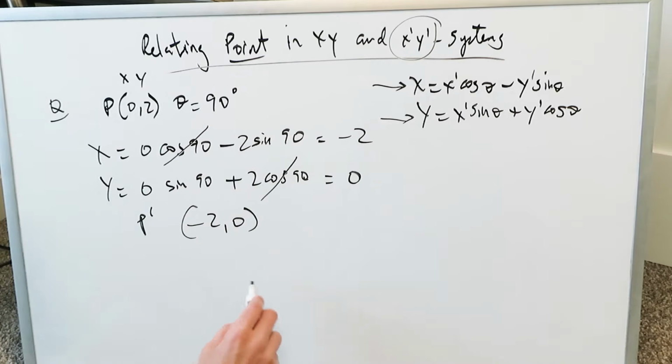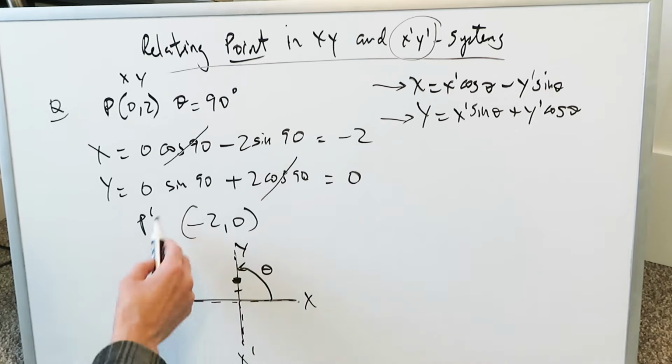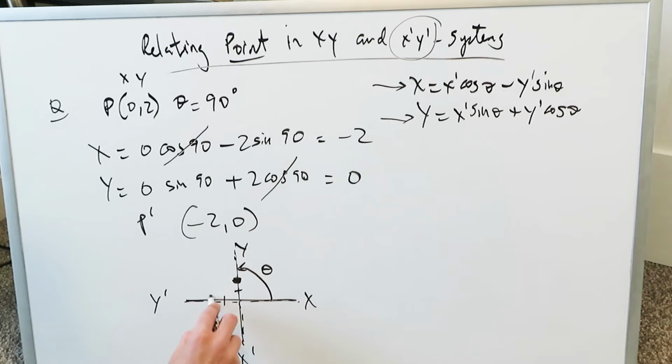If you want to graph it, you can. Originally you're looking at 0, 2, which was right over here, 0, 2 in the xy system, but everything underwent a 90-degree rotation. So what was originally your y became now your x prime axis. What was originally your x became now your y prime axis, and this point over here with regards to this new setup is now minus 2 comma 0.